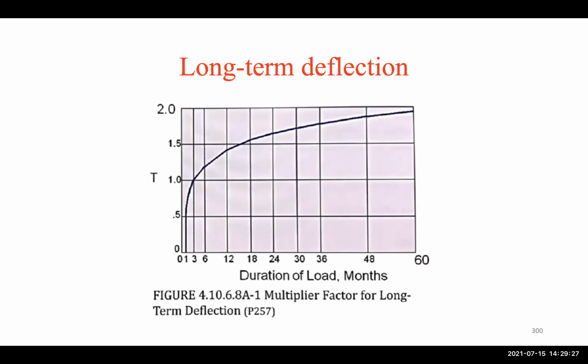It depends on the duration, and you can see most of that will happen in the first 5 years, the first 60 months, and then it will stabilize relatively after that. So you can see here it's less than 2 after 5 years. Most of the long-term deflection will happen during the first 5 years. That's why sometimes when we use a factor of 3, that should be enough for typical applications.